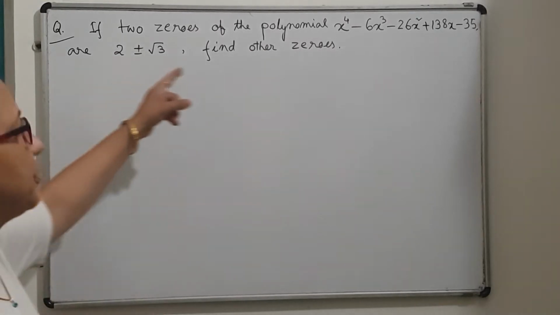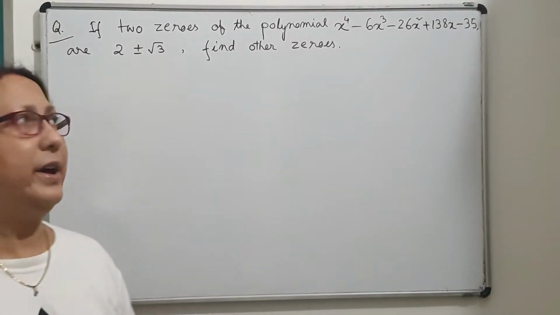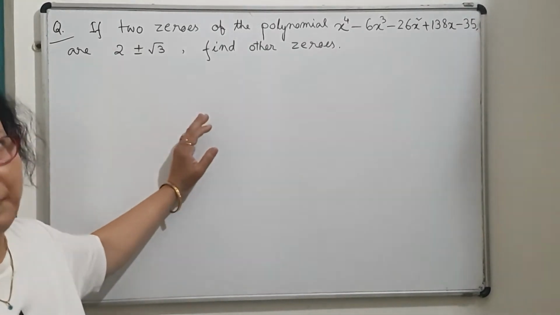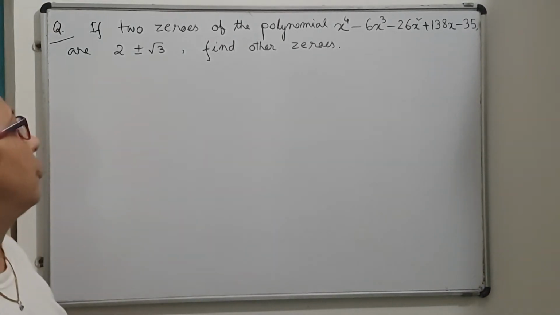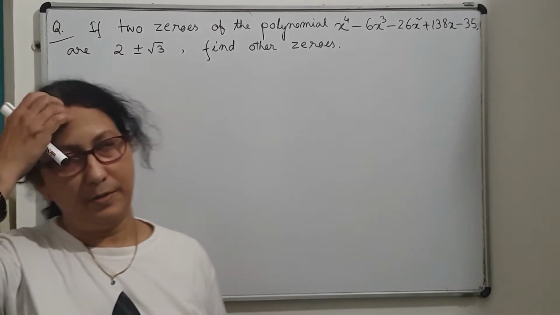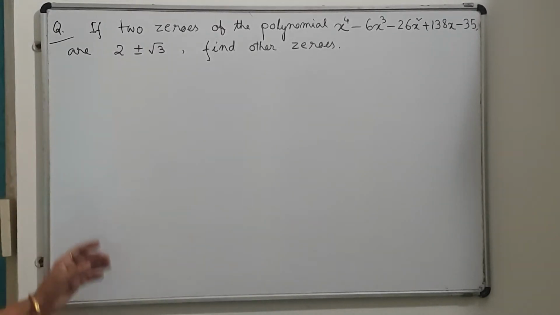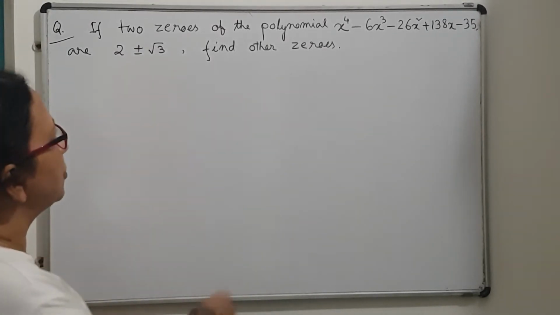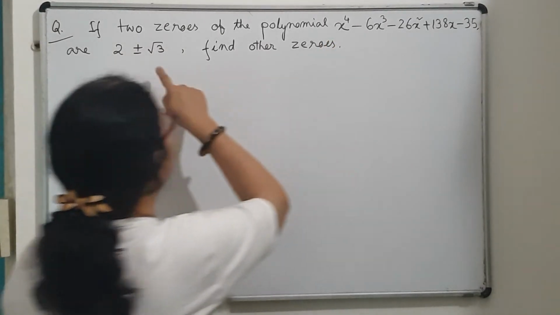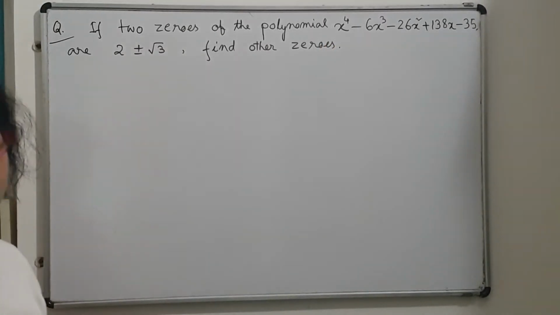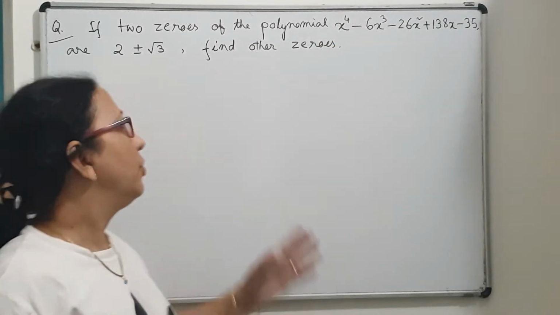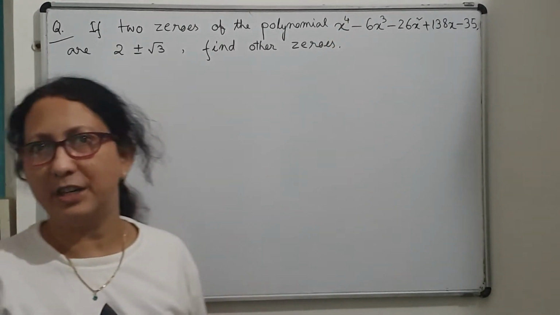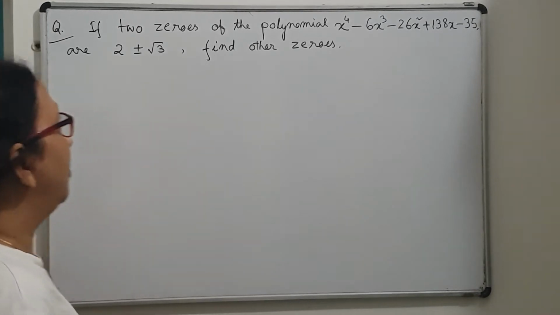Now this is a very special question where I can show you how useful the application of the relationship between zeros and coefficients becomes. What is the question? Two zeros of this biquadratic polynomial are given. You have to find the remaining two zeros. As you know, a biquadratic polynomial of degree 4 will have 4 zeros. Two zeros are given. You have to find the remaining two zeros. So you see how we can do it.